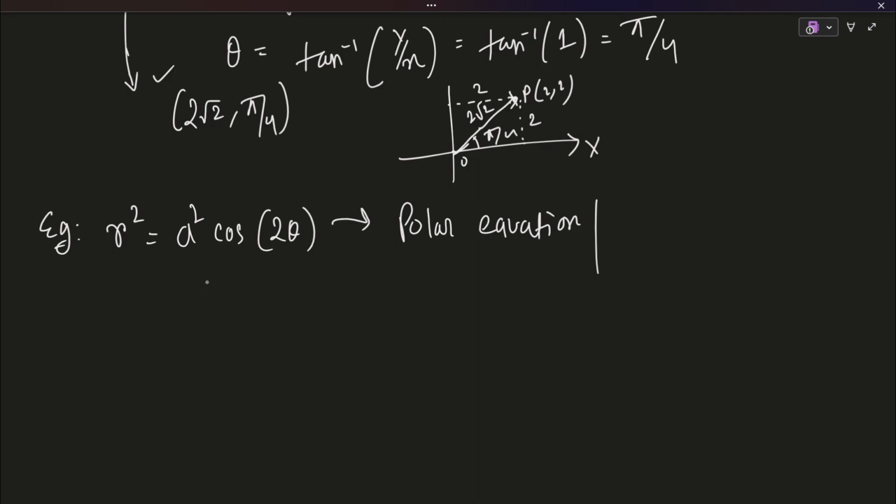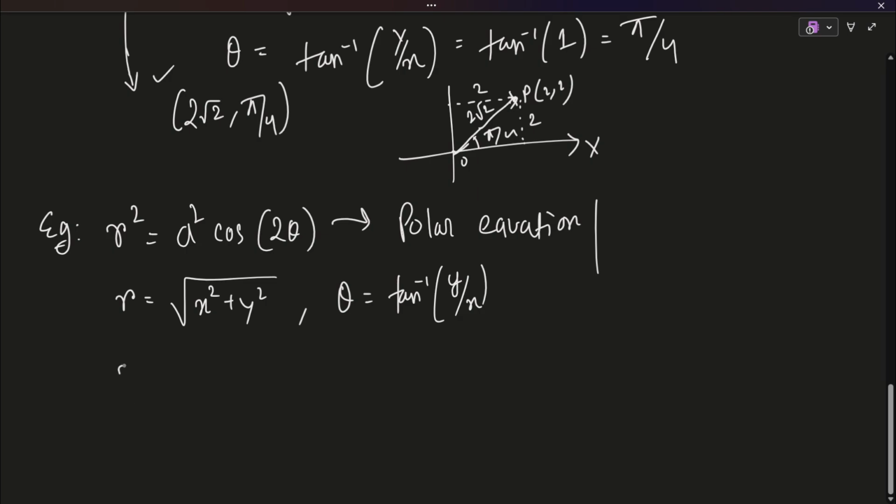But how do we transform? We will use the same rules. We know that r is equal to root over x square plus y square. And we know that theta is equal to tan inverse of y by x. And from this too, we can also find out that r square would be equal to x square plus y square. And then tan of theta should be equal to y by x, right? Because this was the initial equation from which theta equals tan inverse of y by x was derived in the first place.